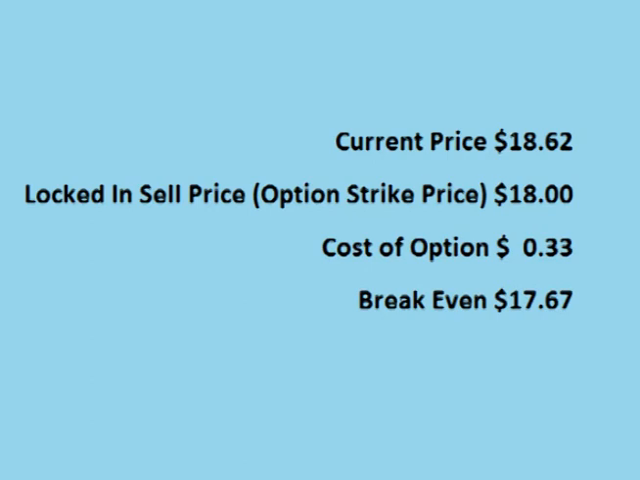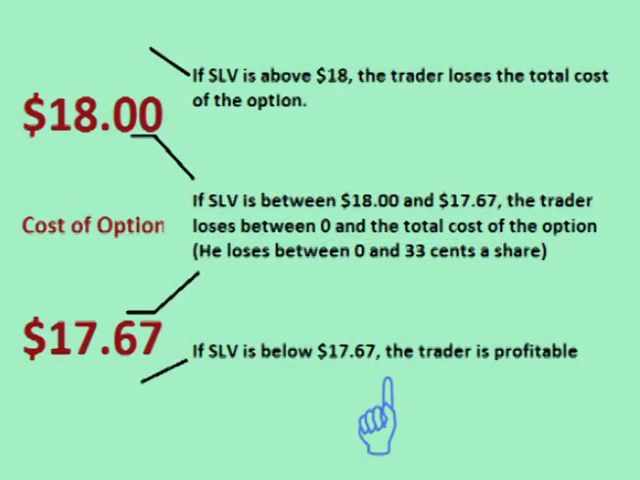The trader paid 33 cents per share to lock in a sell price of $18 per share. Therefore, for the trader to make money, the price of SLV must be lower than $17.67 per share. In other words, SLV must drop at least 33 cents per share below the locked-in sell price of $18 to pay for the 33 cents per share cost of the option. Locking in a sell price of $18 per share for a cost of 33 cents per share means that SLV must drop to $17.67 per share or below. If SLV does not drop below $17.67 a share, the trader loses money.